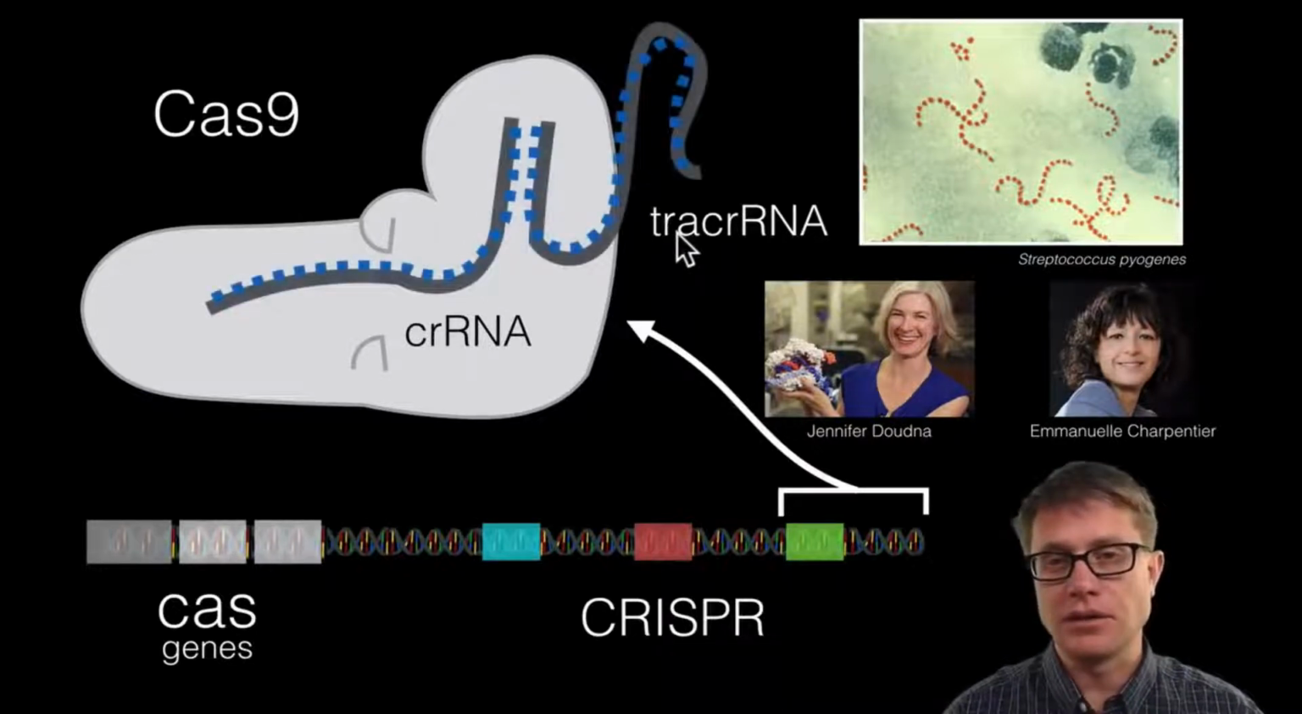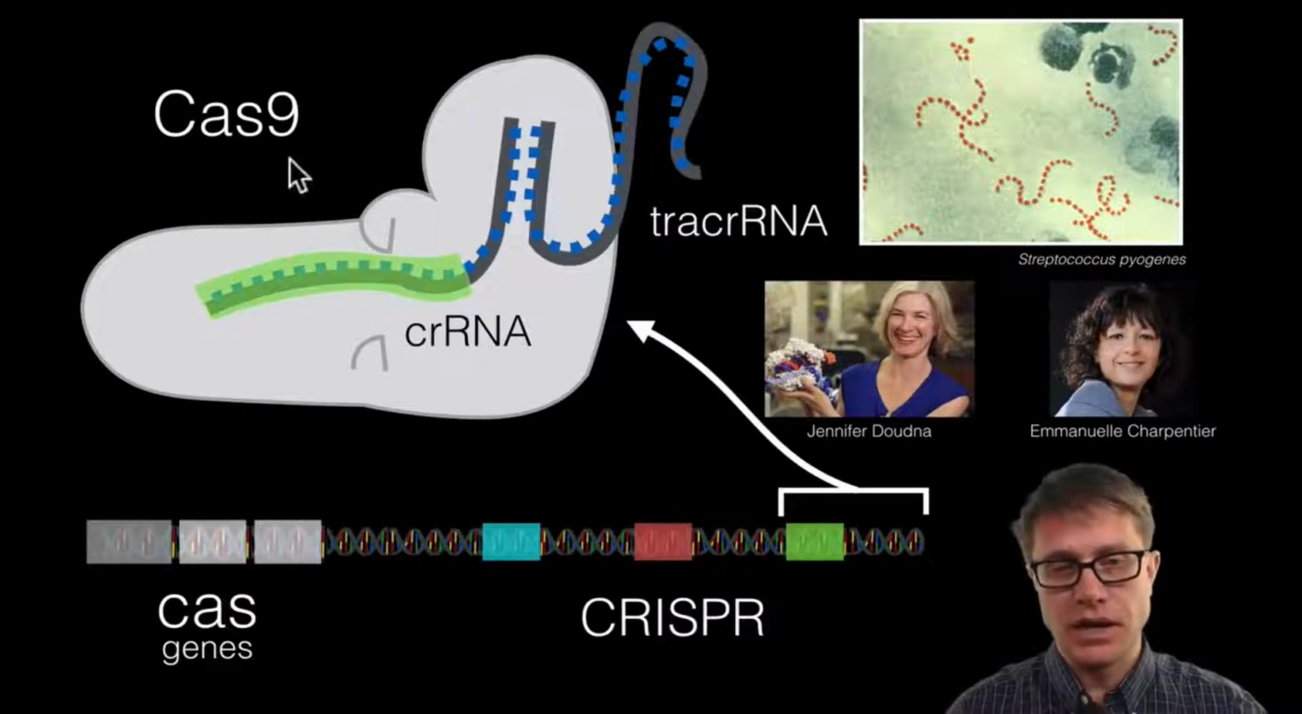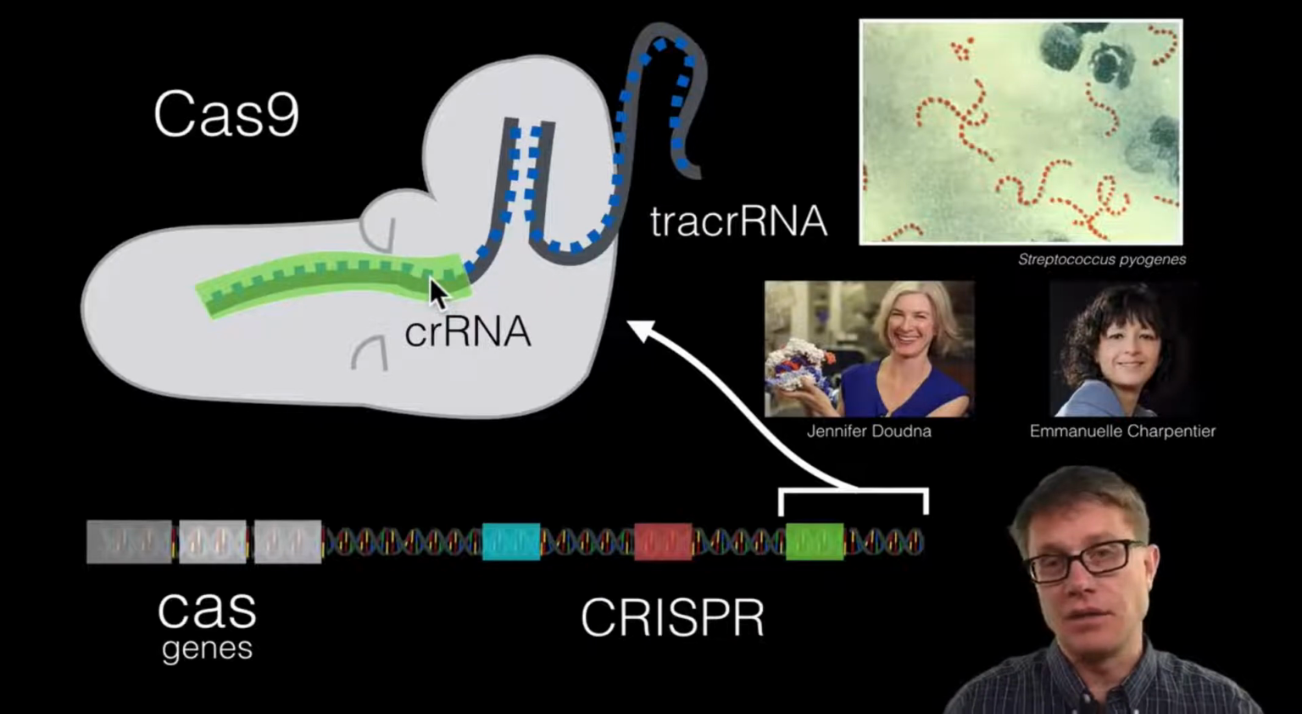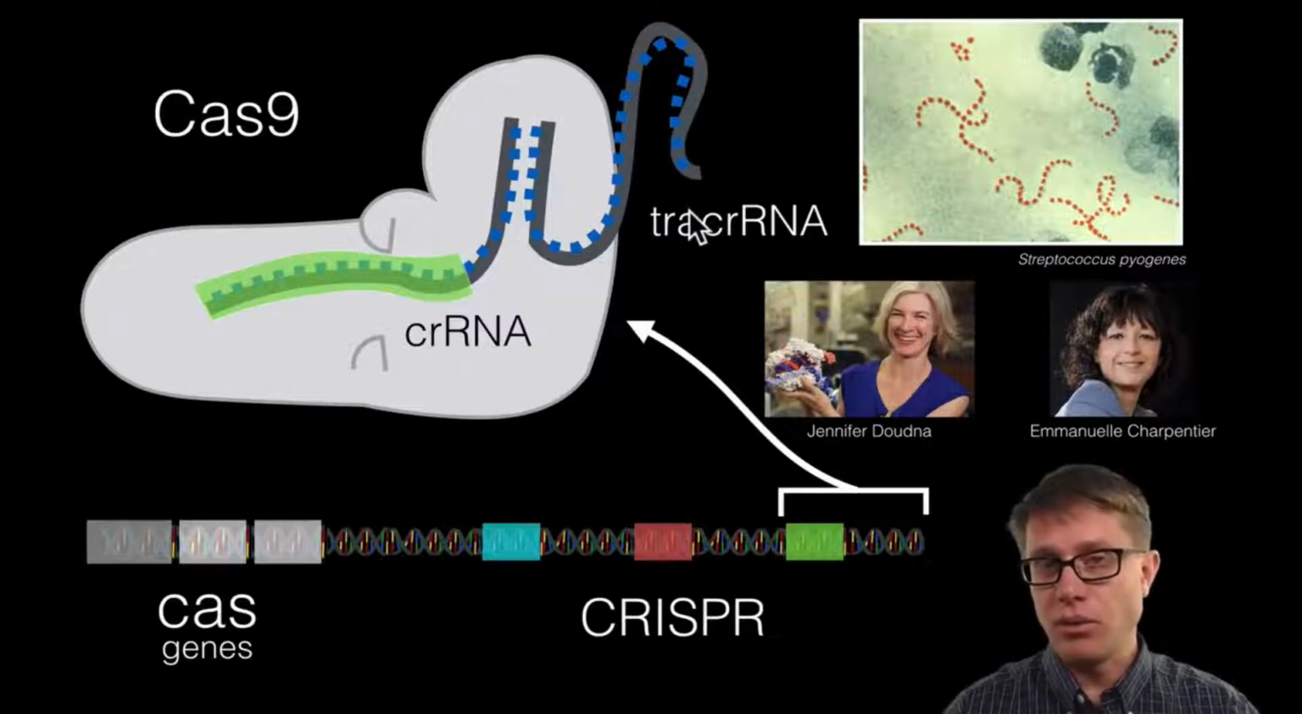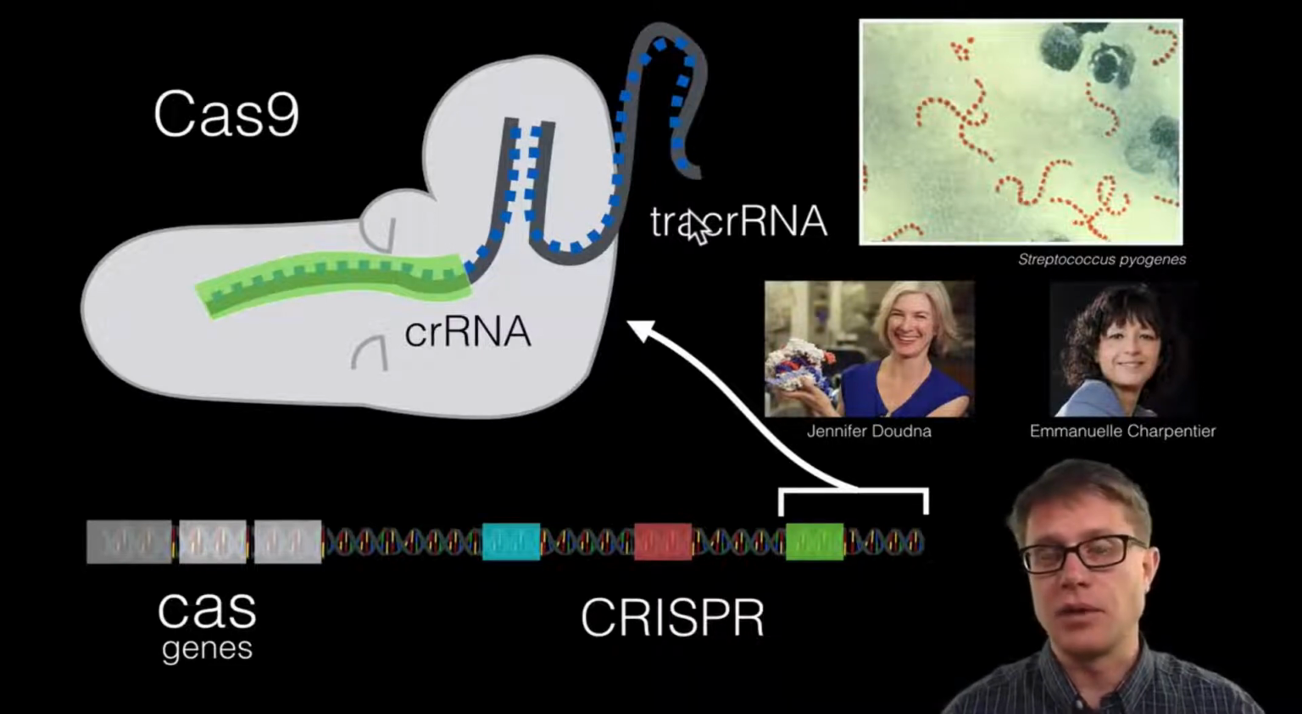So if we look at what that looks like in this bacteria, you've got the spacer segment. That's going to be the part that matches up with the corresponding viral DNA. You have this tracer RNA that essentially holds the CRISPR RNA in place, and then this whole thing together forms this complex where we can break DNA.